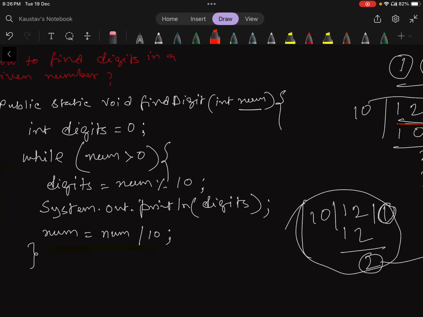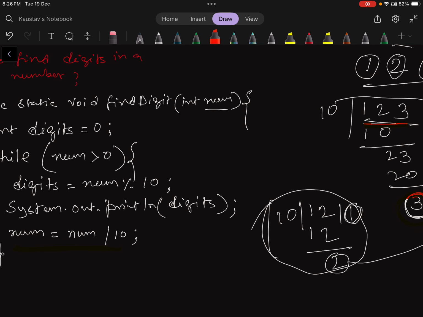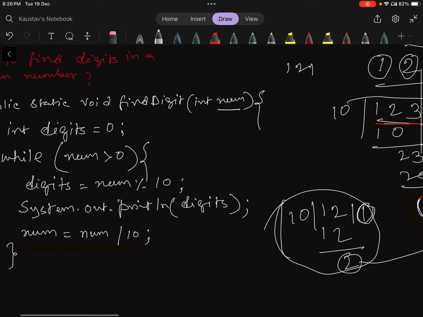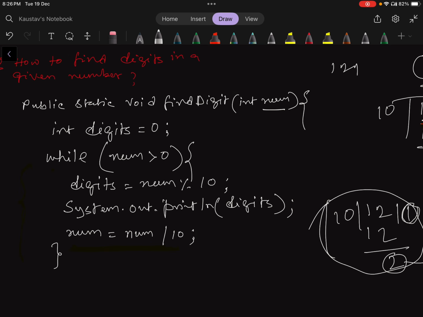So how the program will run: the while loop will run till number is greater than 0. Let's say the number is 121, as we have already seen. 121 is the number, it is greater than 0, so the loop will run. Digit will be 121 modulus 10, which is the remainder. So the remainder will be 1 and it will print the 1. Okay. Then what will it do? Number will become 121 divided by 10, what is the quotient? 12. So the number here will become 12.